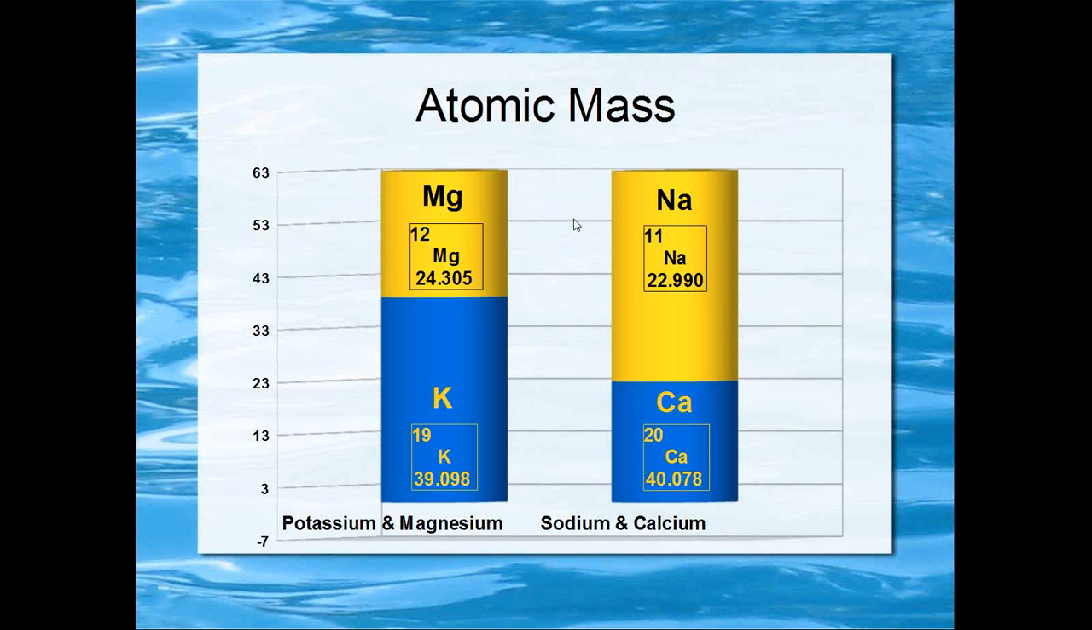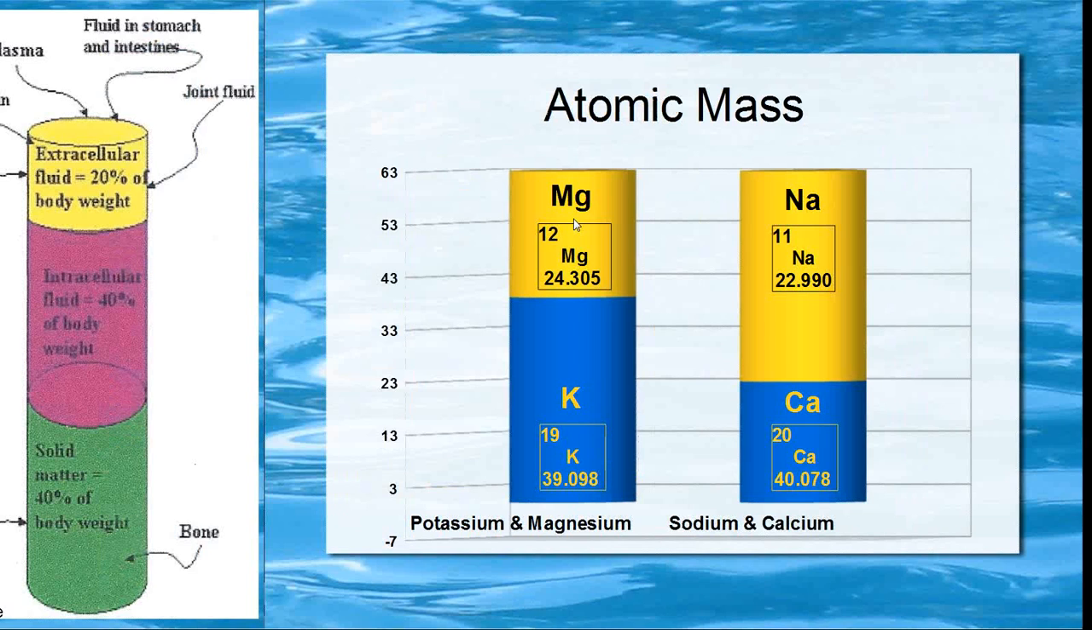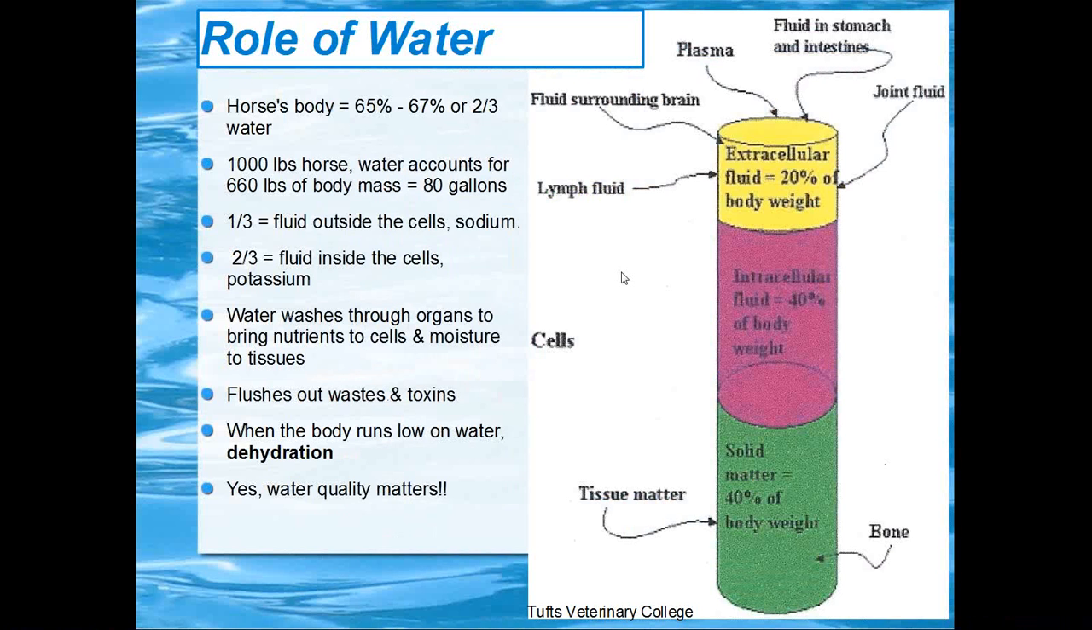So we're going to talk about the role of water. A horse's body is 65 to 67% water, or actually 2/3 water. A 1,000-pound horse, 660 pounds of that body mass is water. 80 gallons is what that is equivalent to. We expect a horse to drink at least 10 gallons of water a day. 1/3 of that fluid is outside the cells, so it's outside the cellular structure. 2/3 of that fluid is withheld inside the cells.